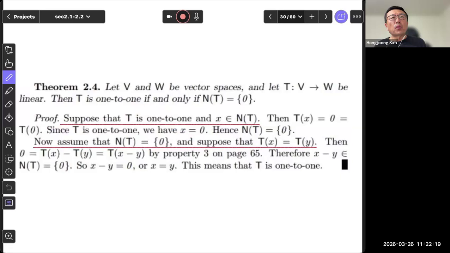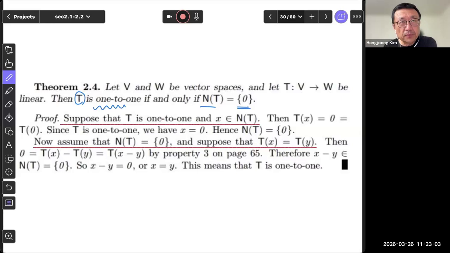Now in theorem 2.4, suppose that V and W are vector spaces and T is a linear mapping. Moments ago I considered a one-to-one mapping. My T will be one-to-one if and only if the null space contains only 0. This is theorem 2.4. I will get back to this 2.4 a few times throughout the semester. So this theorem is very simple but strong, powerful.